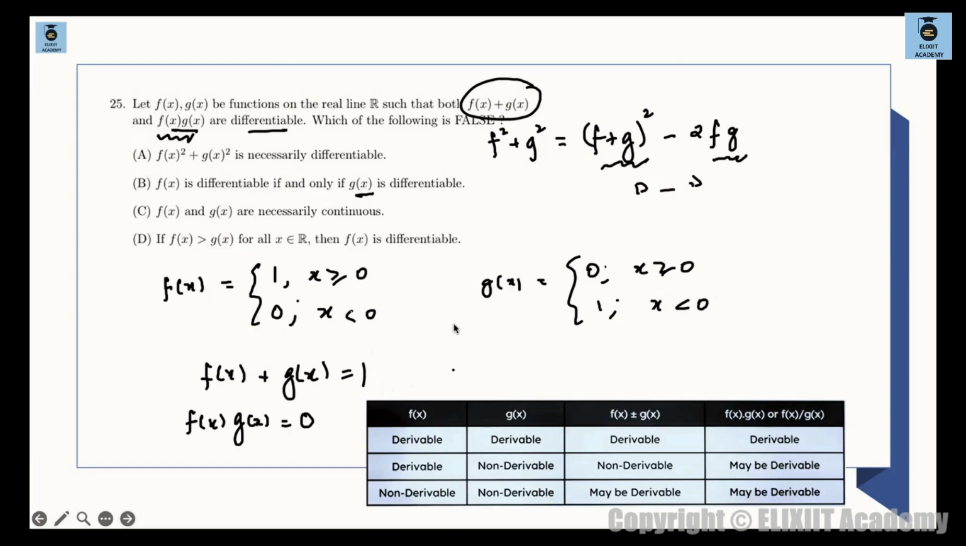So in any case, okay, look, even if f(x) and g(x) are not continuous, discontinuous functions, then also their sum is continuous, their product is continuous and differentiable, which means C must definitely be false. It says that f(x) and g(x) are necessarily continuous, but even if they are not continuous, their sum is still continuous. Which of the following is false has been asked, so definitely C is false. Okay.